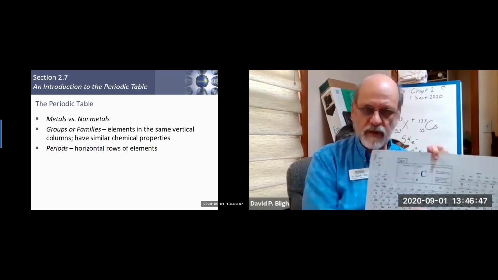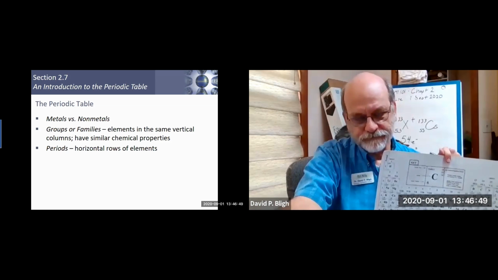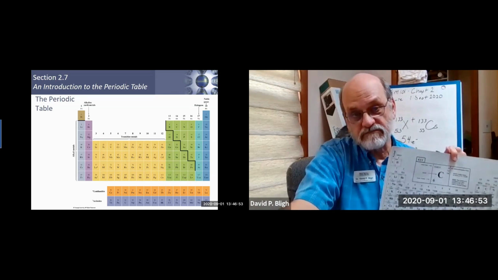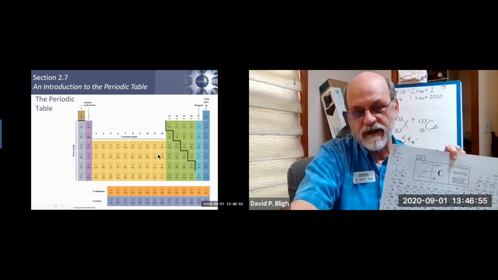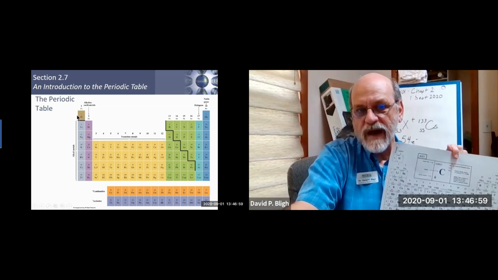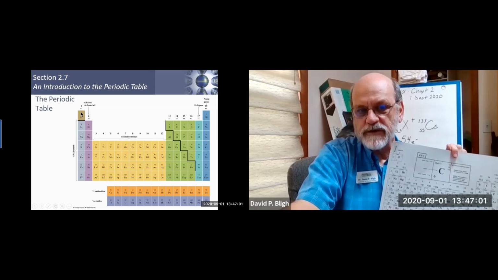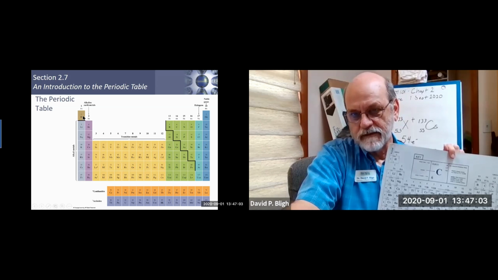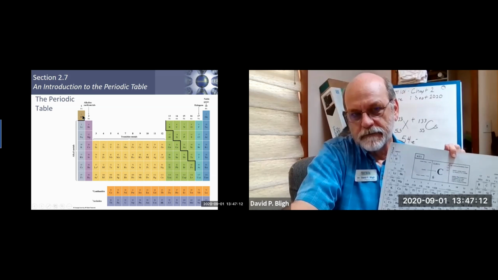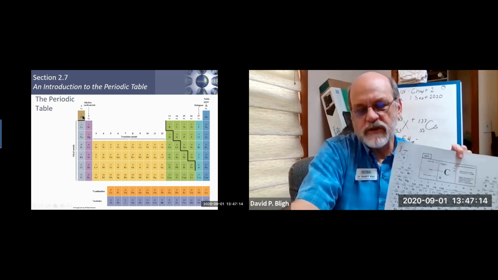So groups, periods, metals, non-metals. And here's an adjustment. Notice that hydrogen is all by its lonesome. Hydrogen is not a metal, but it made more sense to put hydrogen over here than it did over there. And it's just for balance.